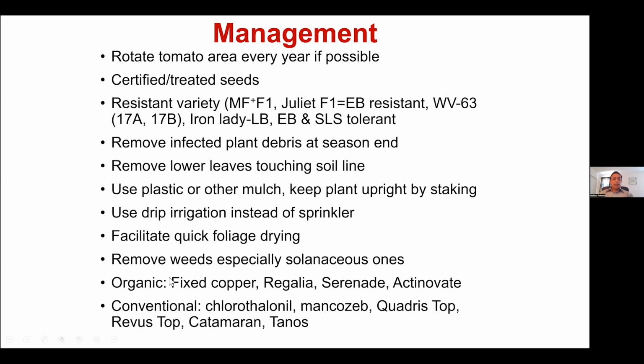So if you are an organic grower, you can try these products. Fixed copper, there are very different trade names, Regalia, Serenade, Actinovate. These are the organic products or beneficial microbes-based products. And also you have other options, like many different conventional chemicals: chlorothalonil, mancozeb, quadristop, ribastop, and tannose. So these are very good chemicals that you can use to keep the disease under control.